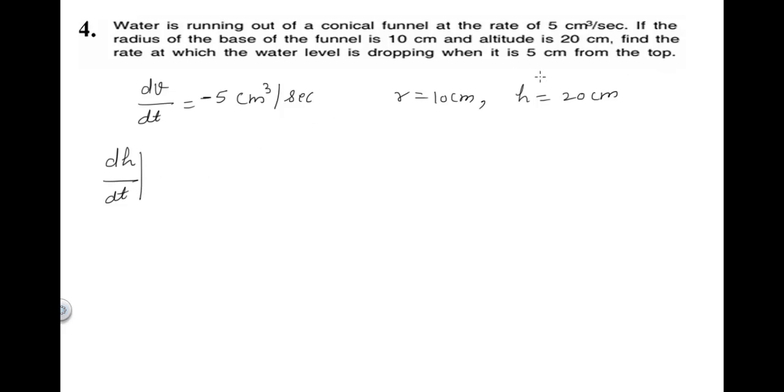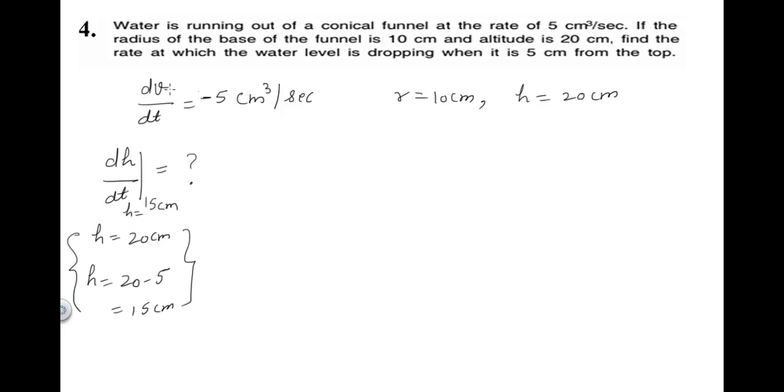That means the water level is 5 centimeters from the top. So we have to calculate this. Earlier the height is 20 centimeters, but we have to calculate the change or the drop in water level when it is 5 centimeters from the top. That means the height will become 20 minus 5. This is the level of water. It is 15 centimeters now. So we have to calculate dh by dt at h equal to 15 centimeters.